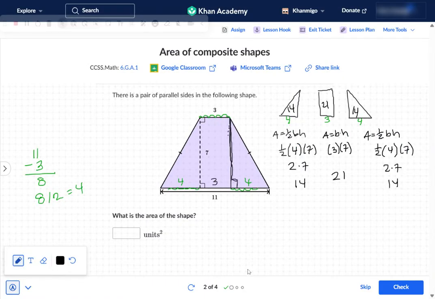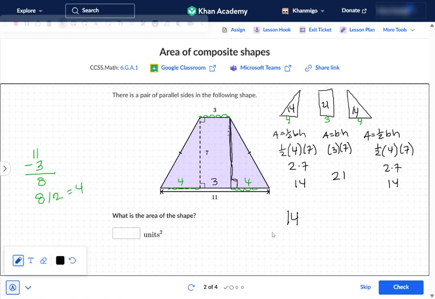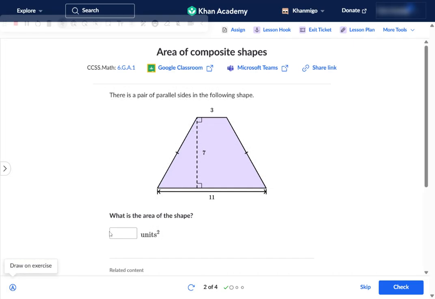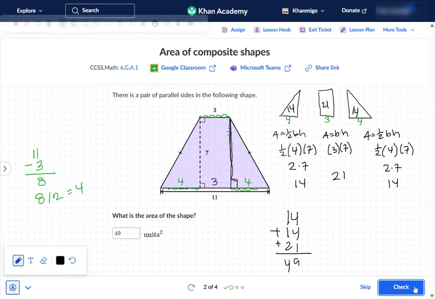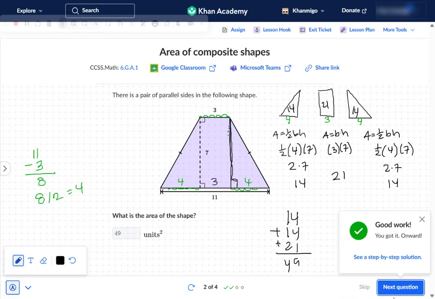Never mind, there's no calculator, so we'll add them up ourselves. So 14 plus 14 plus 21. So 4, 5, 6, 7, 8, 9. 1, 2, 3, 4, 49. So our total area should be 49. Hooray! We did it. All right.